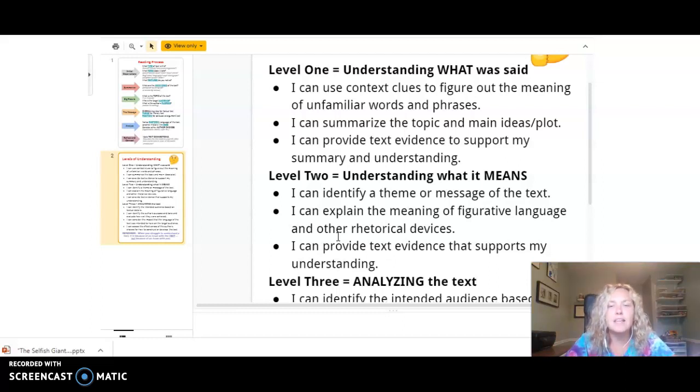You can identify the theme. What was that big message of the text? You can explain the meaning of the figurative language or the rhetorical devices that are used in it. Can you find a symbol? Can you find an example of onomatopoeia? I love that word. So think about that. And finally, can you provide textual evidence to support my understanding? So, okay, where is this example of onomatopoeia within the text? Here it is. So being able to find that textual evidence to support that term, that's that next level.